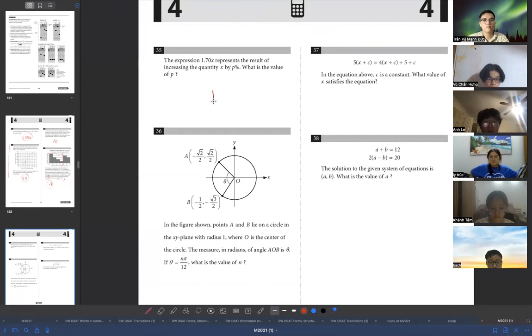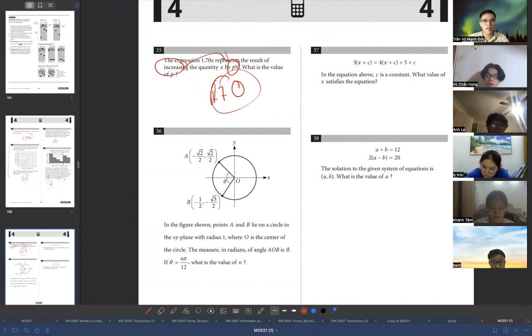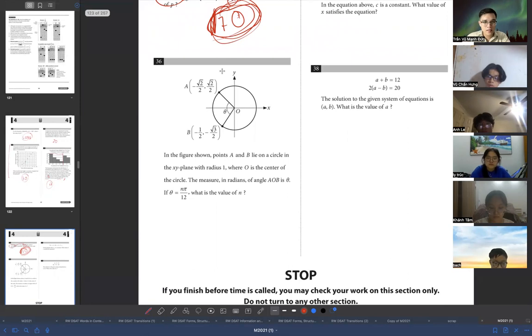170. Oh wait, 170. 70. Okay, 70, exactly. Very good. 70, remember, p%. The increase by p% is 70, but if they ask for multiplying, it is multiplying by 170 or becoming 170% of the older, right? Okay, 36.